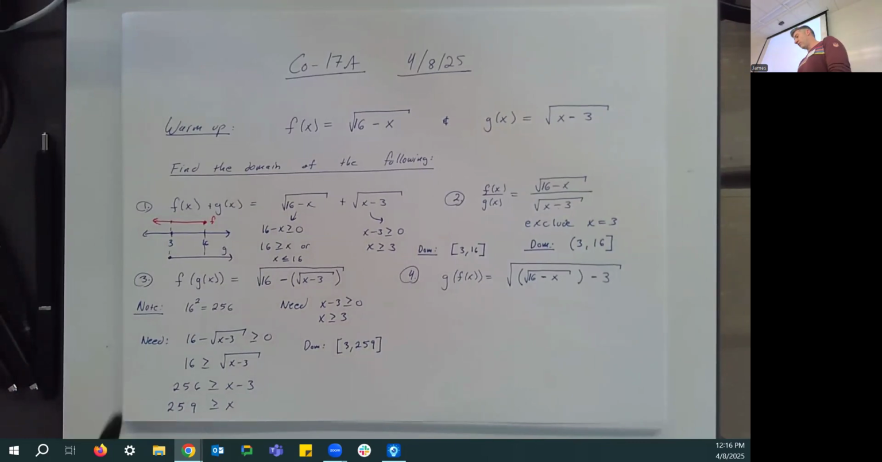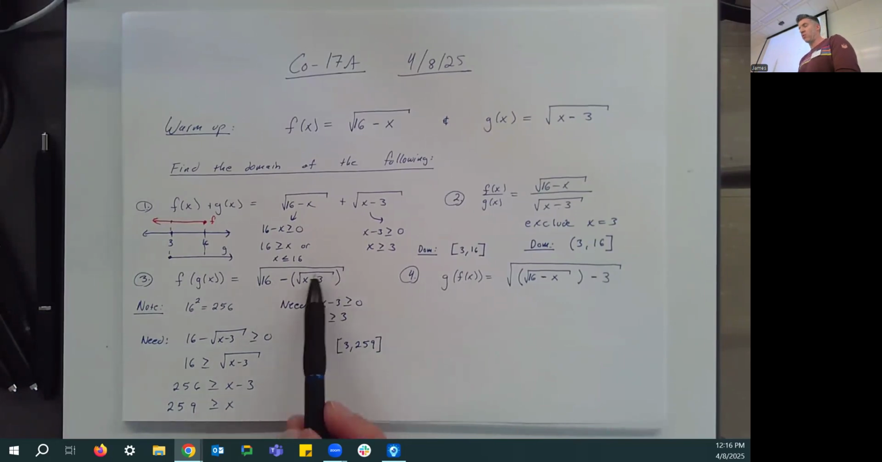And I think we can see that if we plugged in 259, we get 259 minus 3. The square root of 256 is 16. 16 minus 16 is 0. And if you went any larger than 259, this square root here would give an output that was just a little bit bigger than 16, which would be too big for this problem.